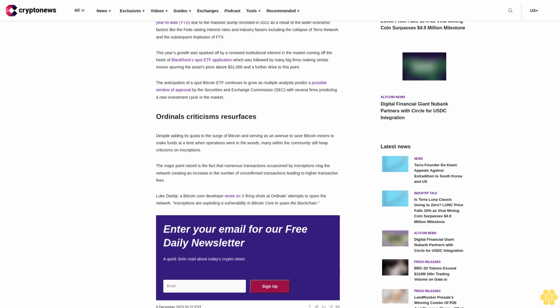Ordinals criticisms resurface. Despite adding its quota to the surge of Bitcoin and serving as an avenue to save Bitcoin miners to make funds at a time when operations were in the woods, many within the community still heap criticisms on inscriptions. The major point raised is the fact that numerous transactions occasioned by inscriptions clogged the network, creating an increase in the number of unconfirmed transactions, leading to higher transaction fees.